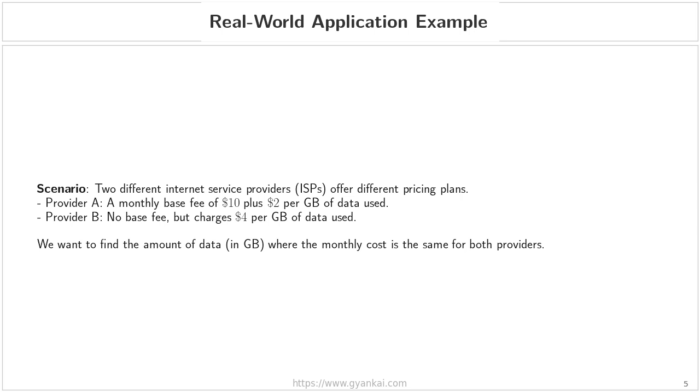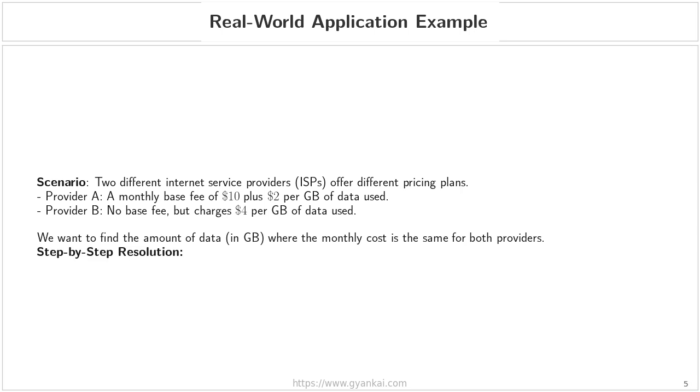On the other hand, Provider B doesn't have a base fee at all, but they charge a higher rate of $4 per gigabyte. Our goal here is to use the graphical method we just discussed to find the exact amount of data usage, measured in gigabytes, where the monthly cost would be exactly the same for both providers. Let's walk through the resolution step by step.